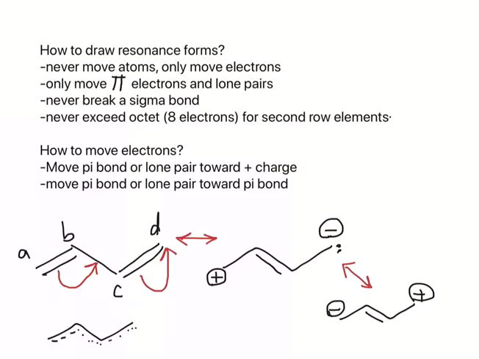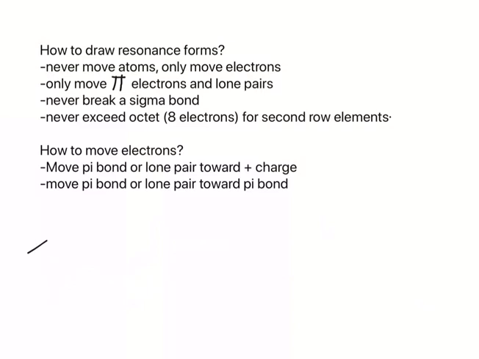And the actual structure of this molecule is this, the resonance hybrid. So the pi electrons are distributed all over the molecule, and that makes the molecule more stable. So resonance will cause more stability.